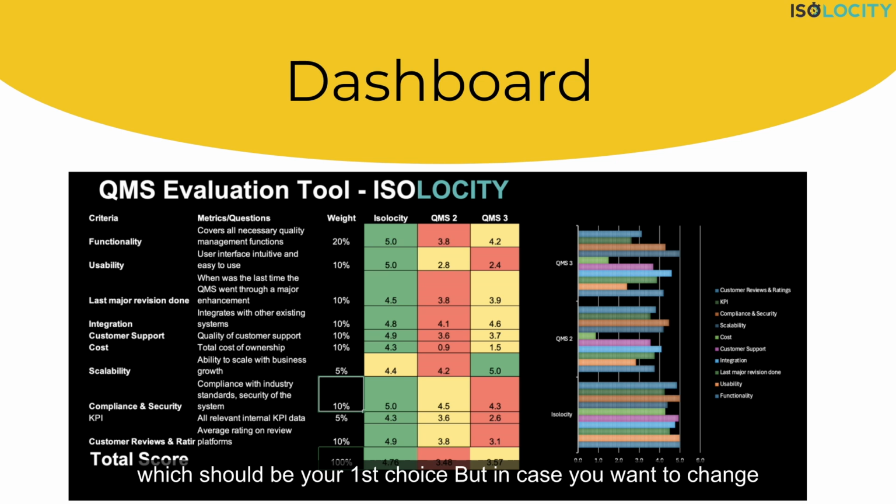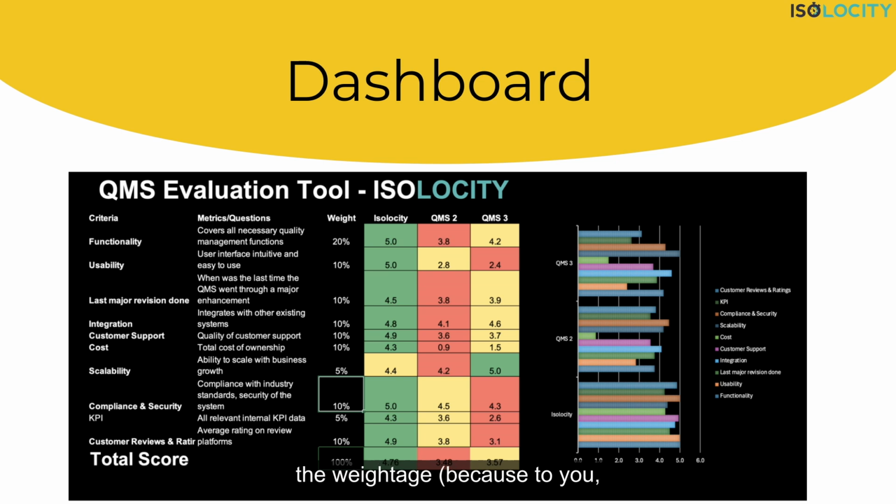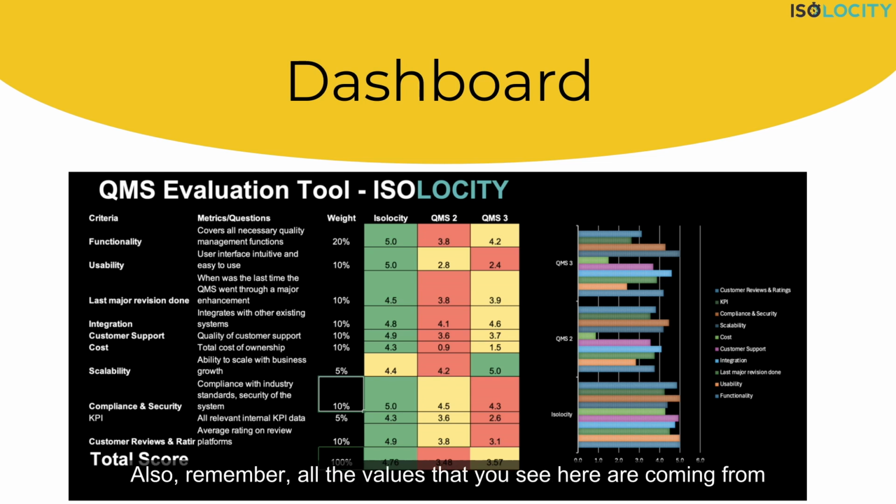But in case you want to change the weightage, because to you, some criteria might be more important, you can do it here, and it won't mess up any formula. In case you want to add more QMSs, say you have 10 of them, you should add all of them here one by one. Also, remember, all the values that you see here are coming from other sheets.